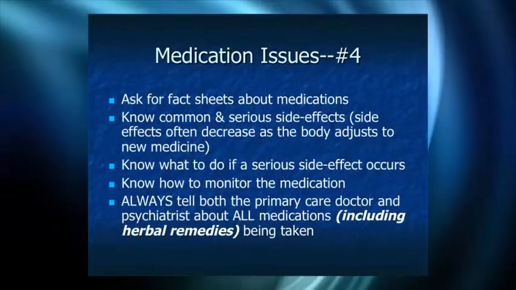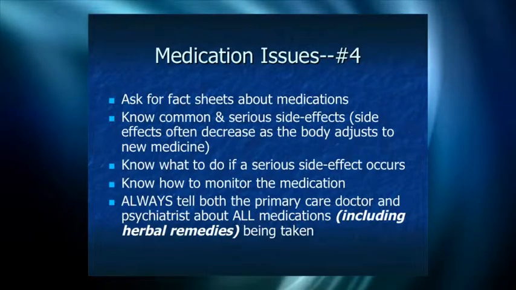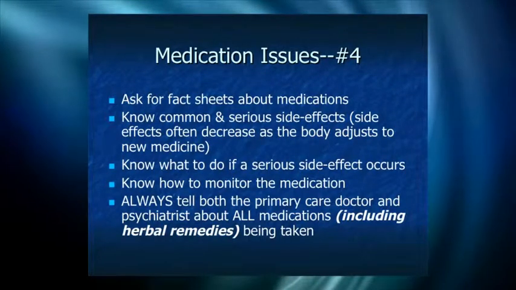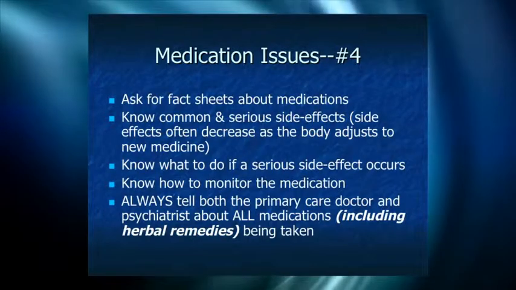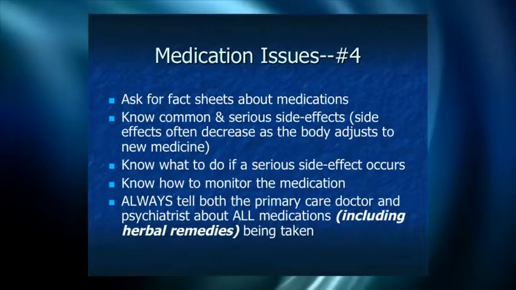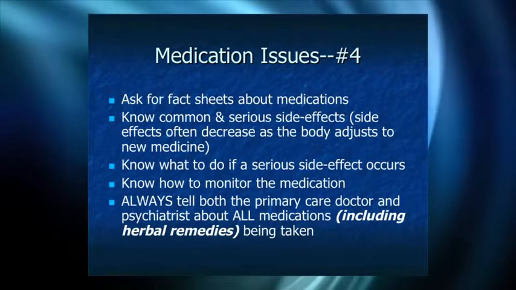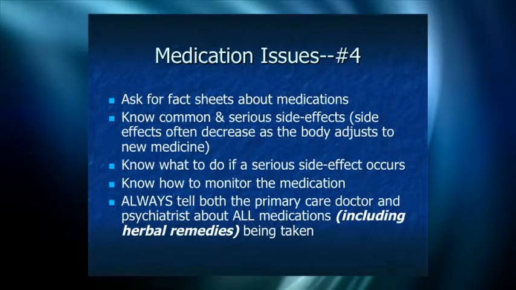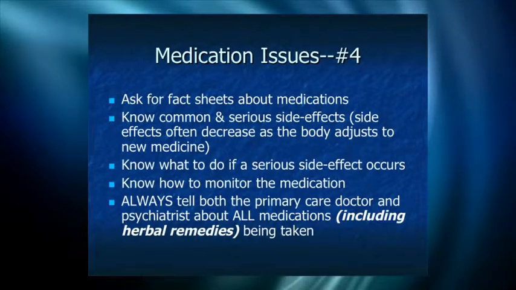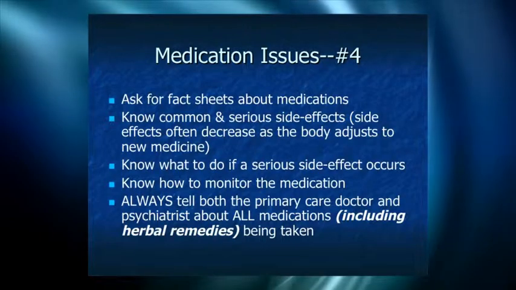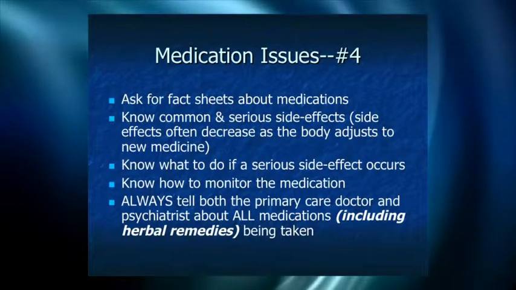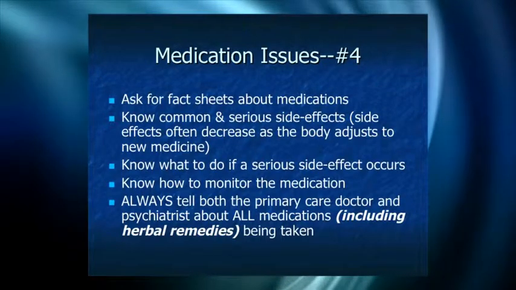Families absolutely need to know what to do if there's a serious side effect. They need to know how to monitor the medicine. Do you need to get blood draws? Do you need to follow up on how your kidney or your liver is doing? And it's always important that both the primary care physician and the psychiatrist, or whoever is prescribing the psychotropics, know about all the medications, including over-the-counters, including herbal medications, any kind of nutritional supplements, etc. You want one person to know everything.